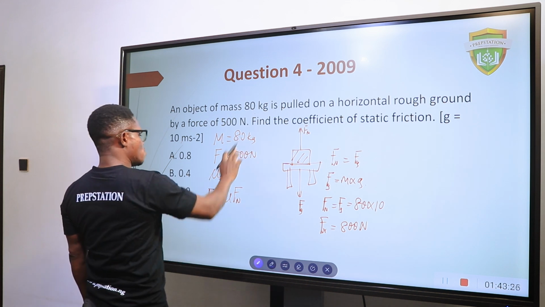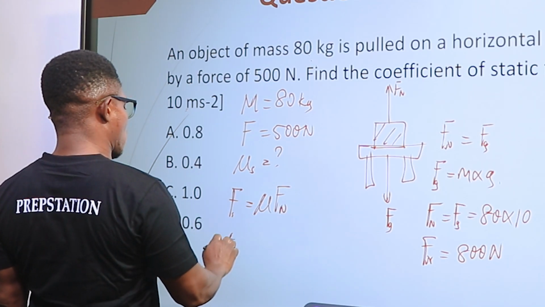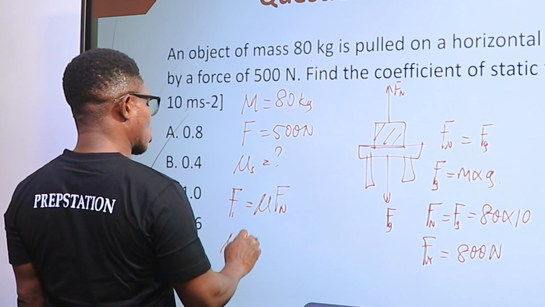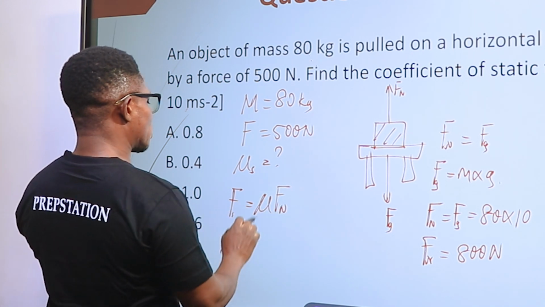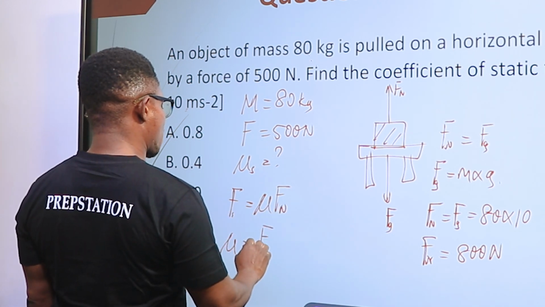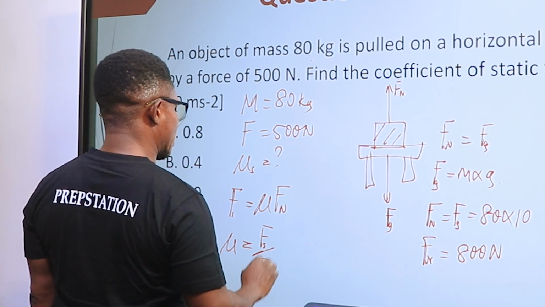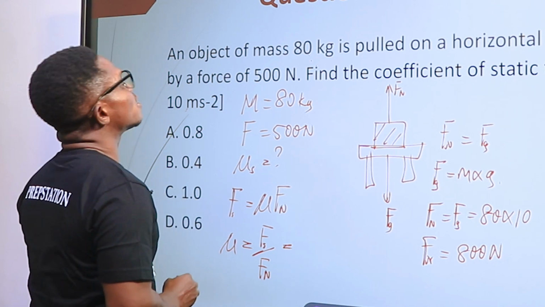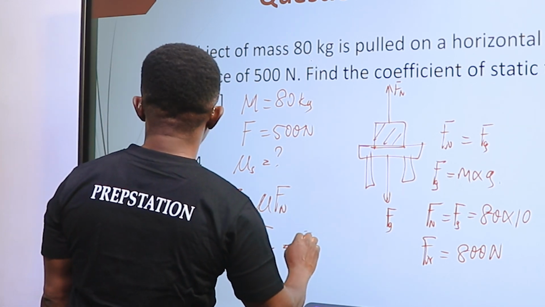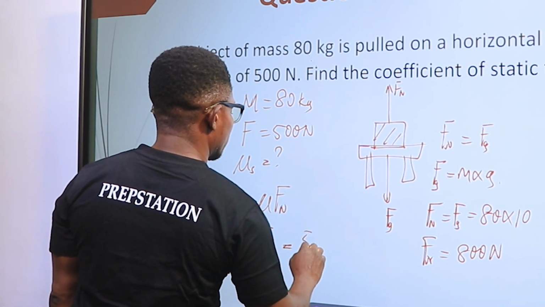So let's make mu the subject of the formula. So if you make mu the subject of the formula from this, then you are going to get Fs over Fn. So Fs is what? 500.